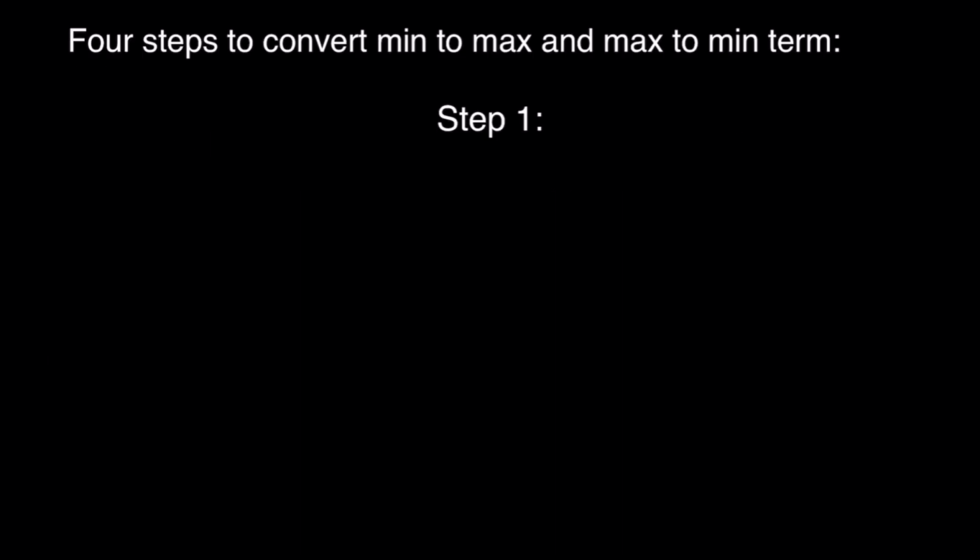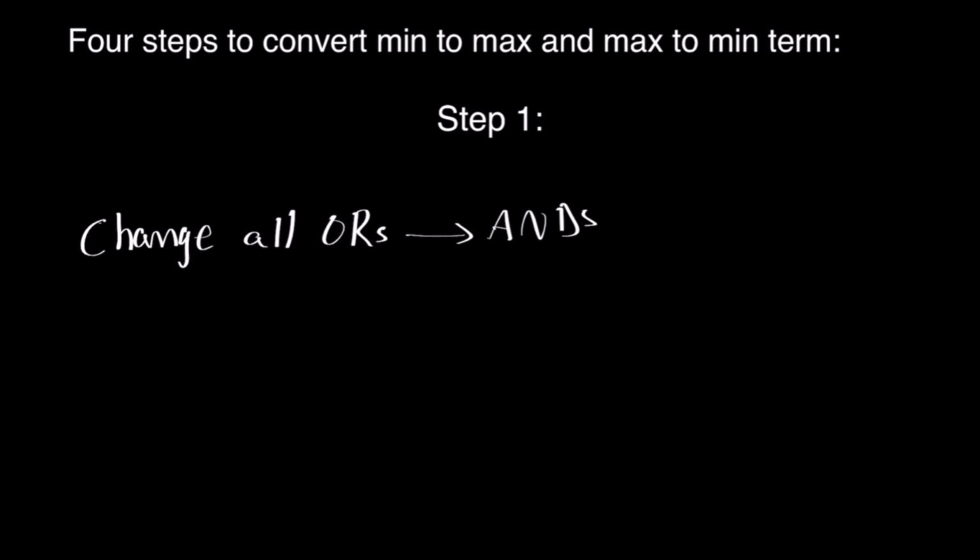There are 4 steps to convert min term to max term and max term to min term. Step 1 is we will change all ORs to ANDs and all ANDs to ORs. So every gate that you see as an OR you will change to an AND gate, and every AND gate you see in the same expression you will change to the OR gate. That will be step 1.